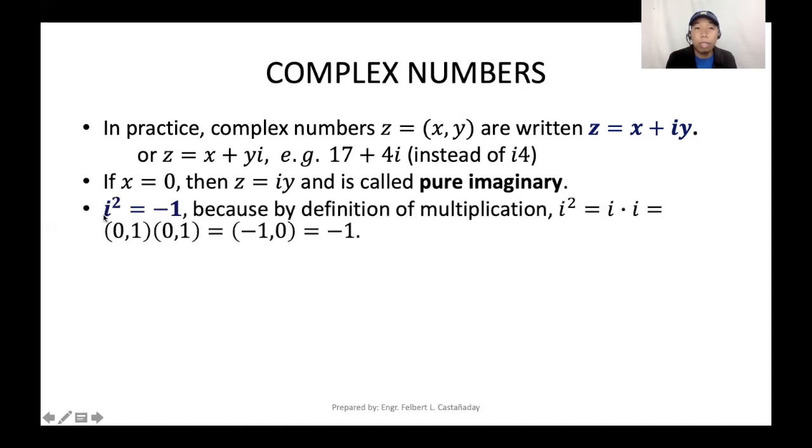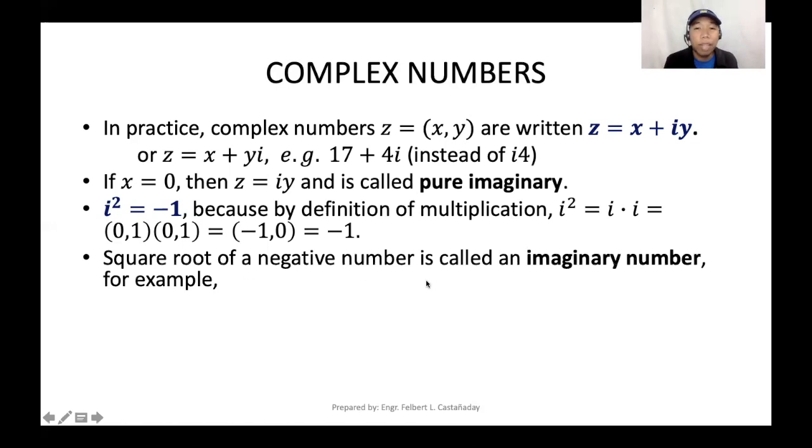And i squared is equal to -1, because by the definition of multiplication, i squared is equal to i times i. Using the coordinate form (0, 1) times (0, 1), it results in (-1, 0). The value of i squared is equal to -1. So just imagine multiplying the square root of -1 by the square root of -1. The square roots cancel, so that's why we have -1 here.